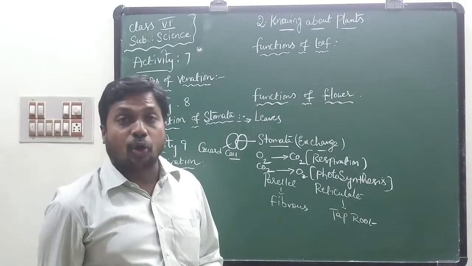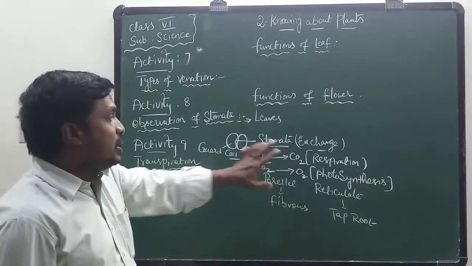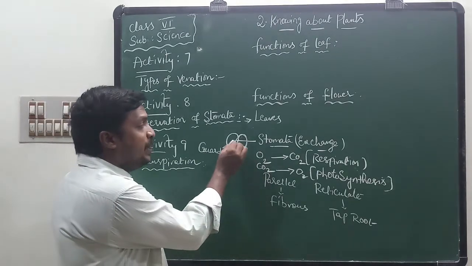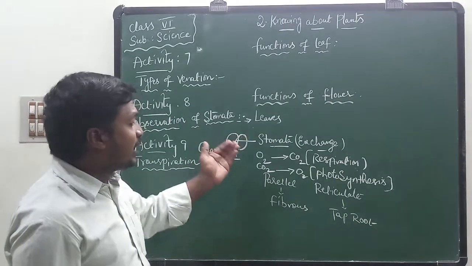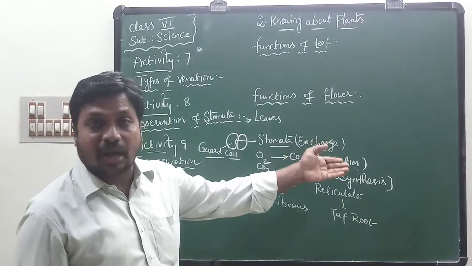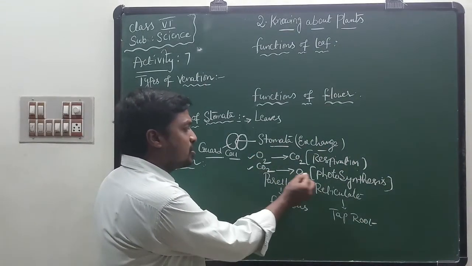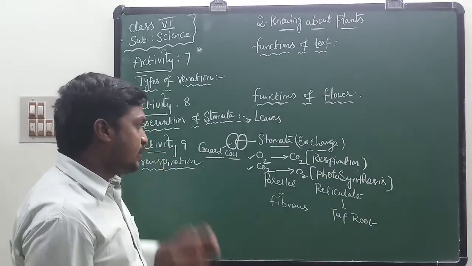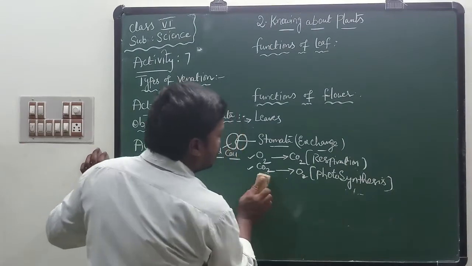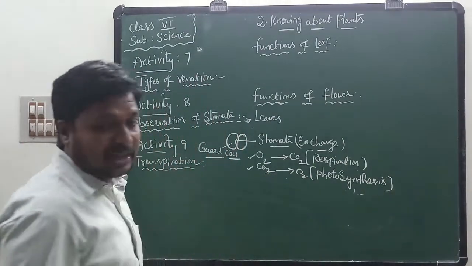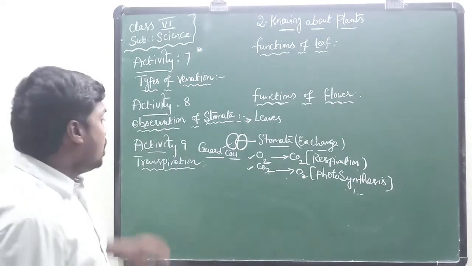Leaves have some natural openings called stomata. These stomata are surrounded by kidney or bean-shaped cells called guard cells. With the help of these stomata, they take oxygen and release CO2 in the process of respiration. And simultaneously, they take CO2 and release oxygen in the process of photosynthesis. Okay children, now stomata are also helpful for transpiration. Do you know, children, what is meant by transpiration?